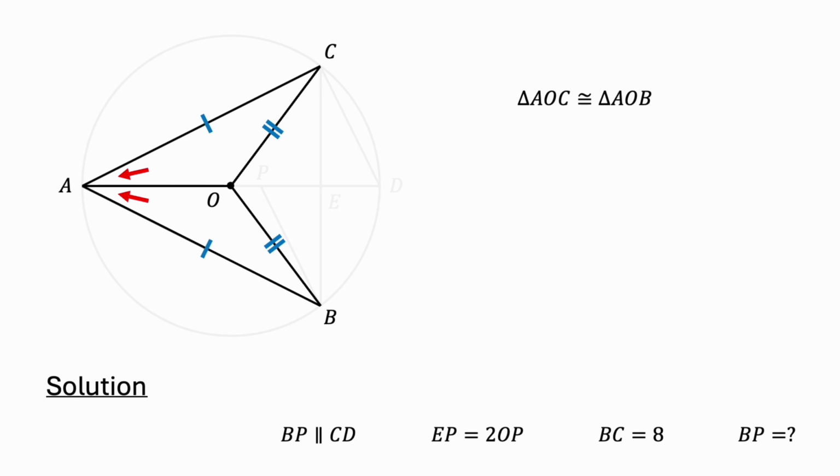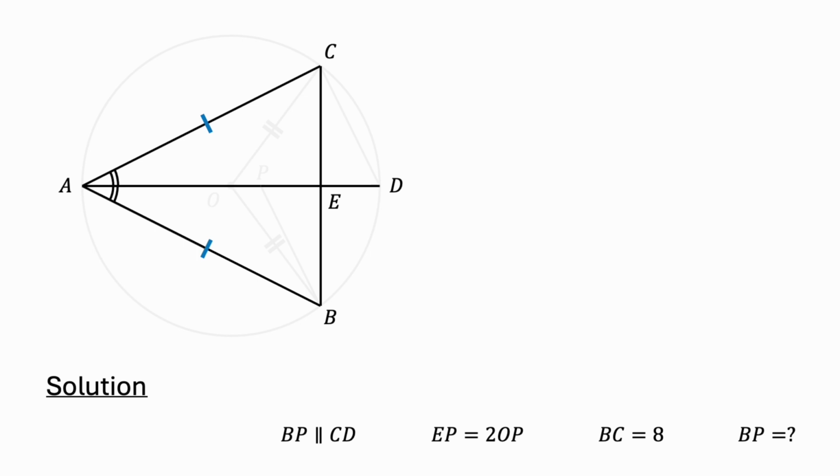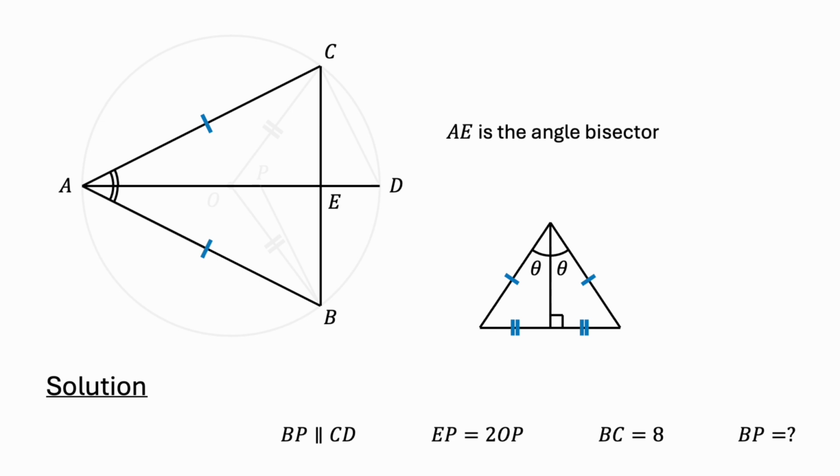Since angles CAO and BAO are corresponding angles in congruent triangles, we have angle CAO equals angle BAO. Next, consider triangle ABC and the diameter AD. Since angle CAE equals angle BAE, AE is the angle bisector. Recall that in an isosceles triangle, the bisector of the vertex angle is the perpendicular bisector of the base. Therefore, AE is the perpendicular bisector of BC. Hence, CE equals BE, and angles BEA and CED are both right angles.